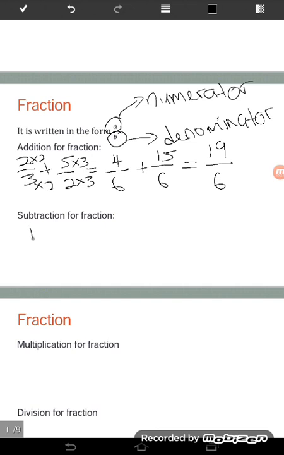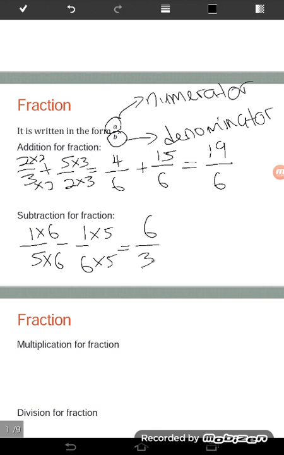Same also for the subtraction of fractions. For example, 1 over 5 minus 1 over 6. What we need to do is make the denominators the same. So the first fraction times by 6 and the numerator also times by 6. The second fraction times by 5, numerator also times by 5. So you will have 6 over 30 minus 5 over 30. So the answer is 1 over 30.